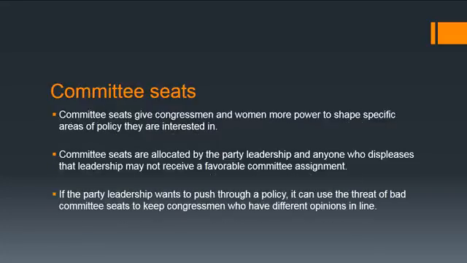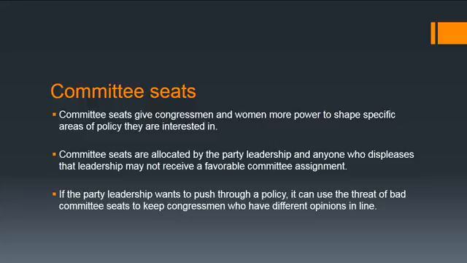Okay, committee seats. Committee seats give congressmen and women more power to shape specific areas of policy that they're interested in. Now, committee seats are allocated by the party leadership, and anyone who displeases that leadership may not receive a very favorable committee assignment, right? So if you are representing a farm district, you really want to be on that agriculture committee. You really don't want to be on, I don't know, the Trade and Maritime Affairs Committee or something.